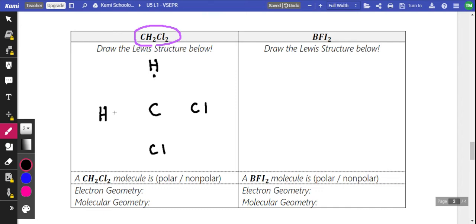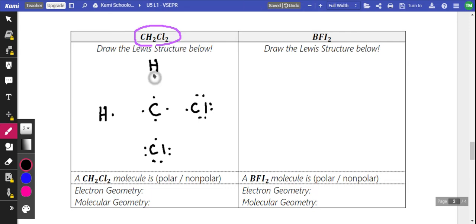All right, my hydrogens are in column 1. They each just start with 1 valence electron. Chlorine is in the 17th column, so they start with 7. 1, 2, 3, 4, 5, 6, 7. And carbon is in column 14, so it starts with 1, 2, 3, 4 valence electrons. So I'm just going to line those up to make sure they're ready to bond.